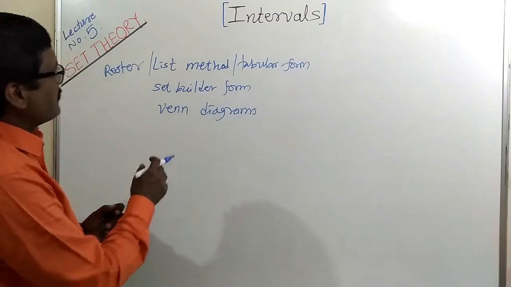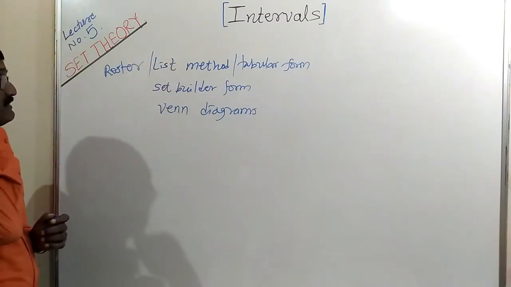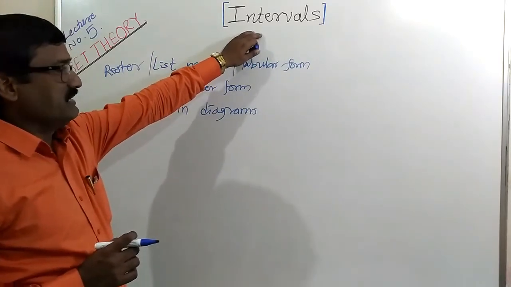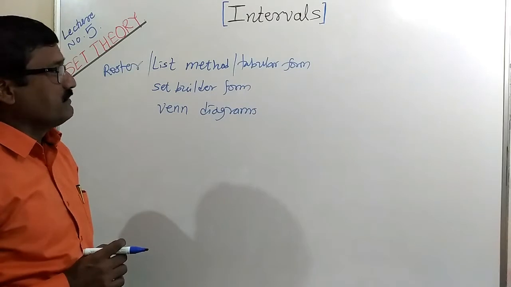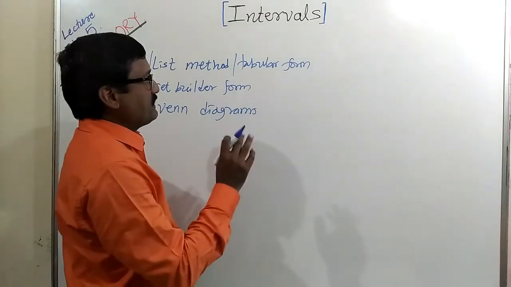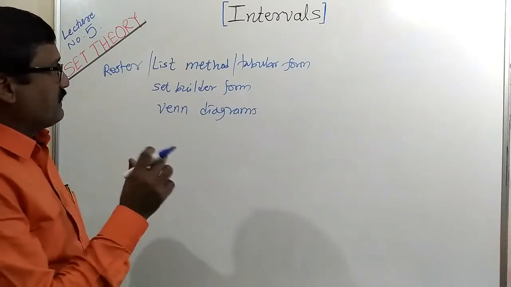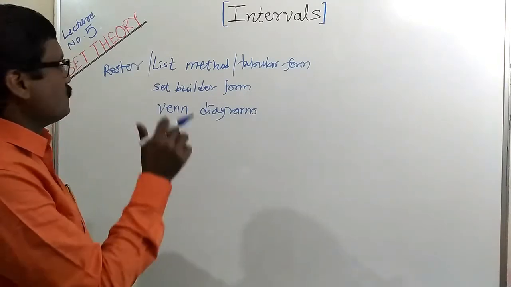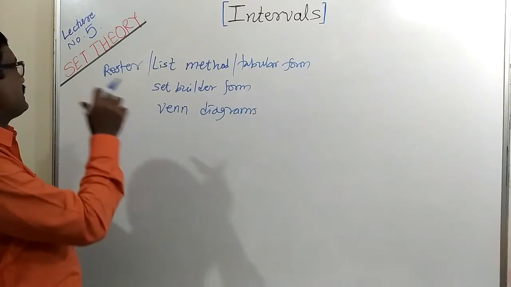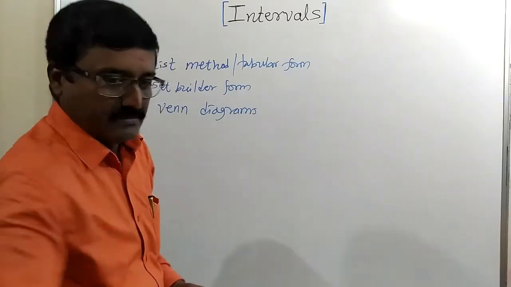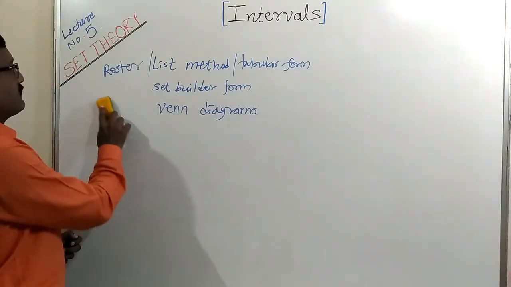Now, in this lecture, we will see the fourth type of representation of sets. But here, this type of representation of sets is useful or convenient to represent the numbers on a line. So these intervals are nothing but the part or portion of lines, and those parts or portions are called the sets or intervals. Okay, let us see the different types of intervals first.